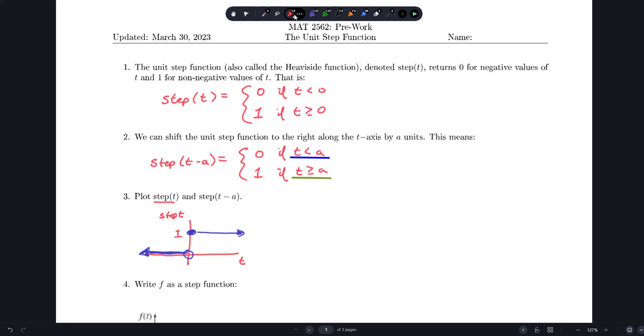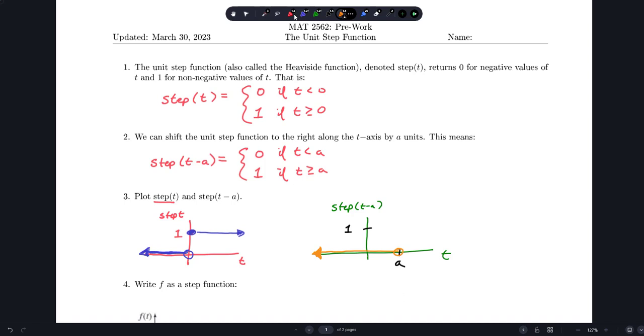So what does the graph of this look like? Let's do this one over here. So here is our t-axis, and here is our step. This is the graph of step t minus a. And so we need to put an a value on here. Let's go ahead and put a value of 1 right here, and here's our value of a. And so how does this function work? Well, it's going to broadcast 0 until we get to time t equals a. And then what is it going to do?